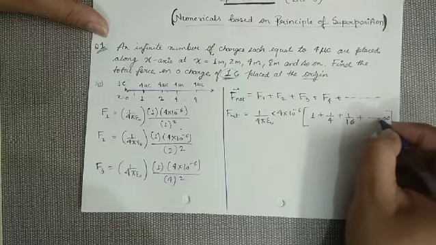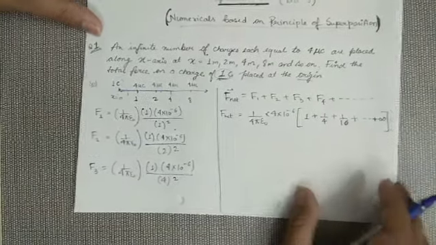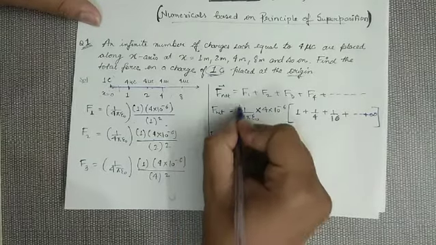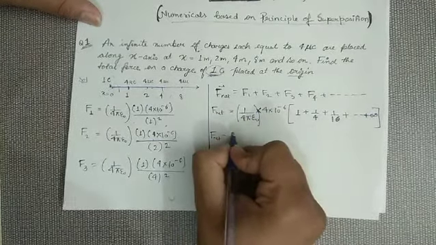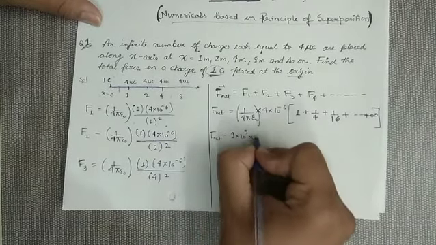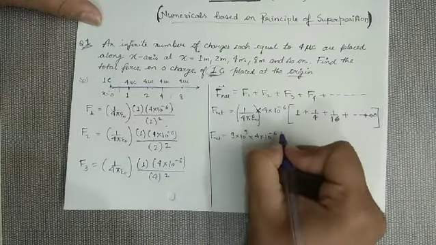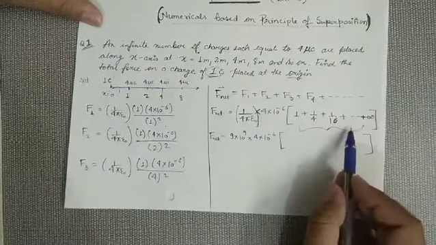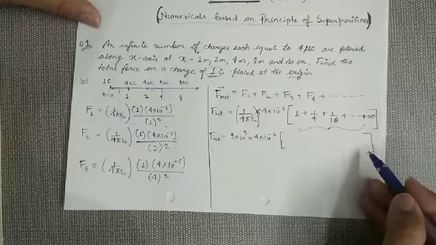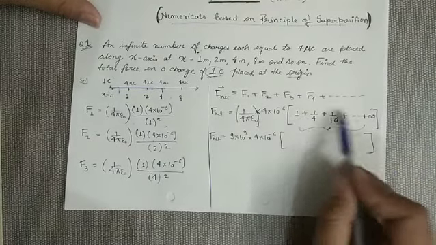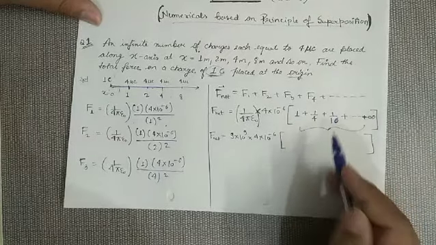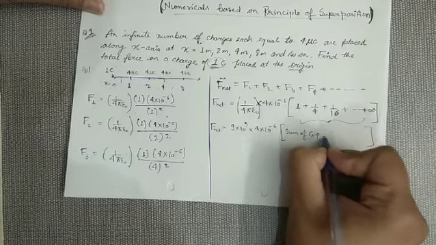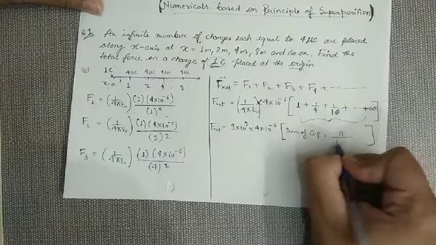This is an infinite series, the sum of an infinite series. This value will remain the same. I think we know the value of this 1 upon 4 pi epsilon naught is 9 into 10 to the power 9, and it is 4 into 10 to the power minus 6. Now what is this? This is a series, and I think if you remember there are two kinds of series, AP and GP. I think the series we are going to encounter is a GP. So in GP, what is the sum of a GP series? That is A upon 1 minus R.